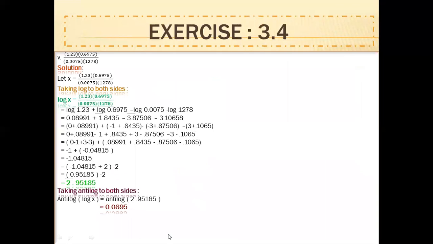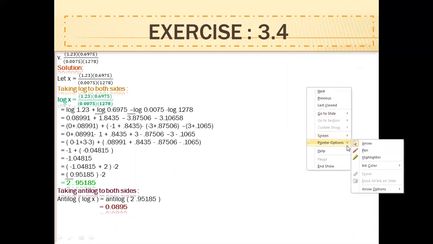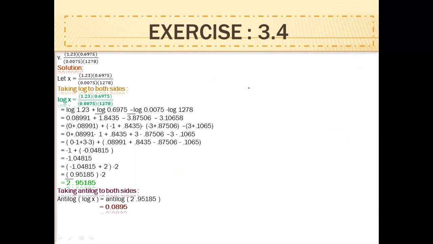Part 5. 1.23, 0.6975 in the denominator, 0.0075 and 1278. Two numbers are in the numerator and two numbers are in the denominator.